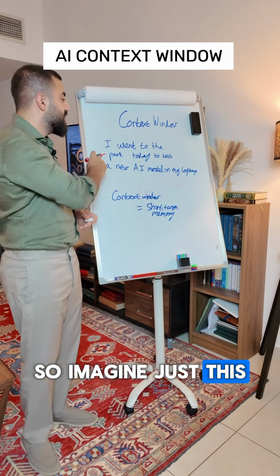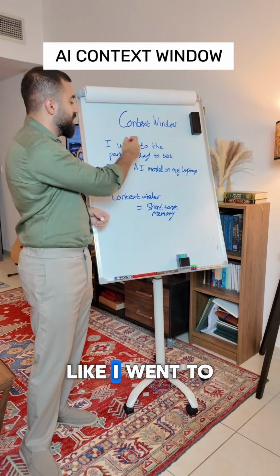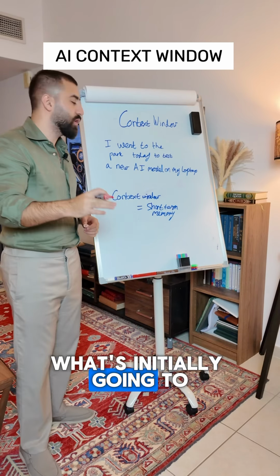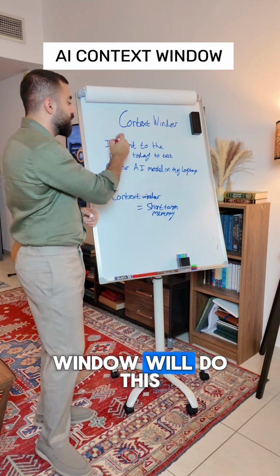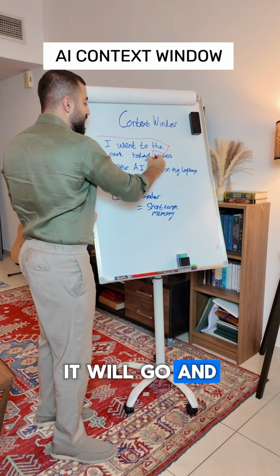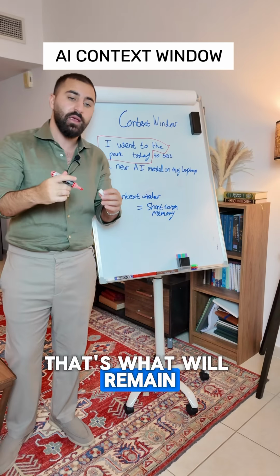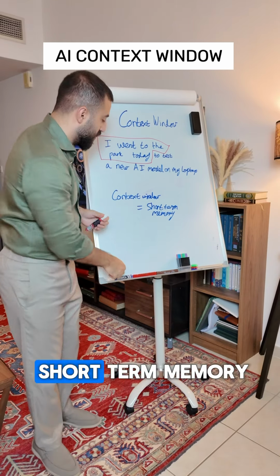So, imagine just this simple sentence where we say to the model, like, I went to the park today to test a new AI model on my laptop. What's initially going to happen is the context window will do this. It will go and take, let's say, this part: I went to the park today. That's what will remain inside the model's short-term memory.